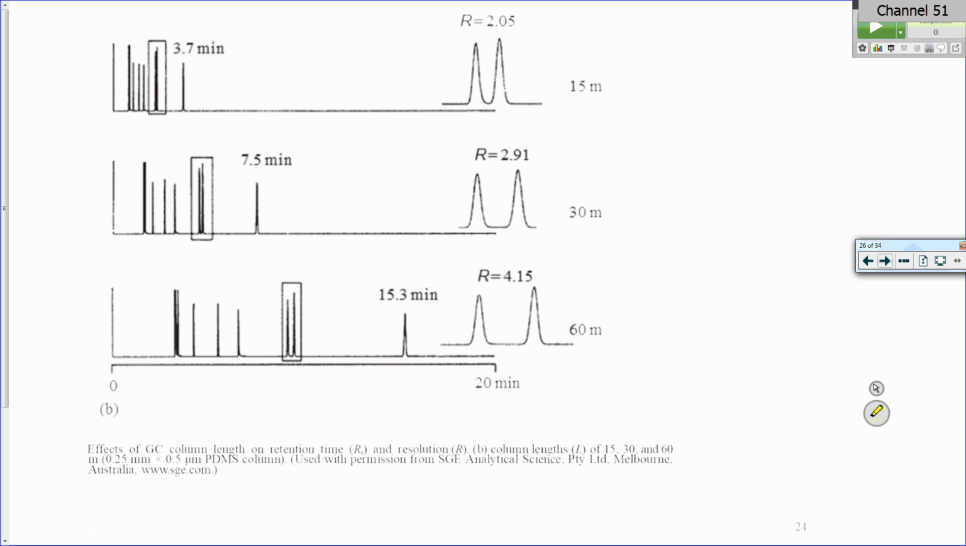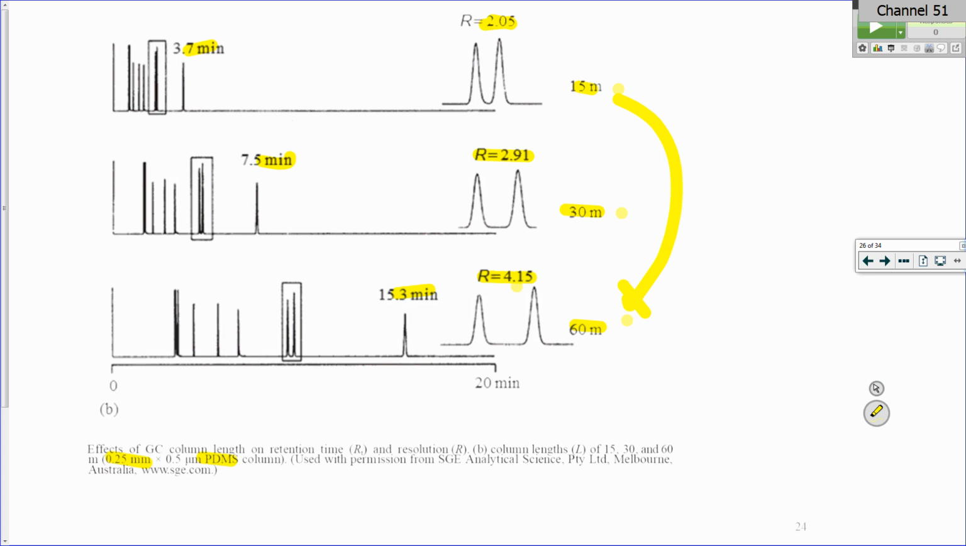Here's the length of column. So there's a 15 meter, a 30 meter, and a 60 meter column. These again are same oven temperature, same stationary phase material. It's a 1/4 micron film of polydimethylsilane. You'll look at, as you expect, the longer the column, the longer the time. But in terms of the resolution, you see an increase, and the increase that you see is typically with the square root of length. So I've increased the length by a factor of 4, but the resolution about doubled.